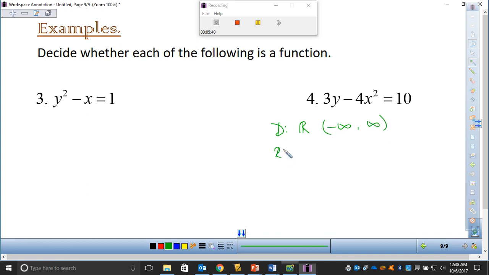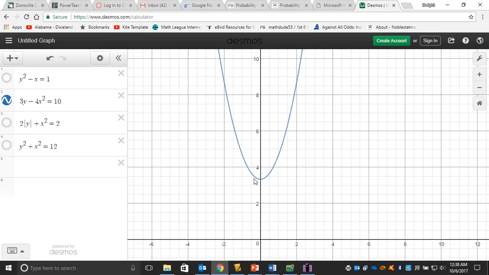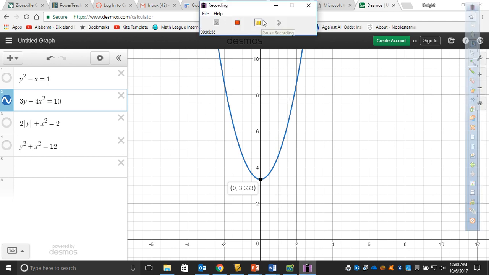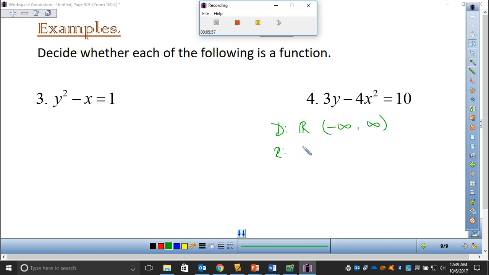The range, however, is going to be a little different. So again, glancing back at the graph, this is the lowest part of the graph. So it's 3.33. So the range goes on higher and higher from 3.33. So the range is going to be not all real numbers, because it doesn't go below 3.33. So it's going to be everything that's 3 1/3, or we'll call it 10/3.